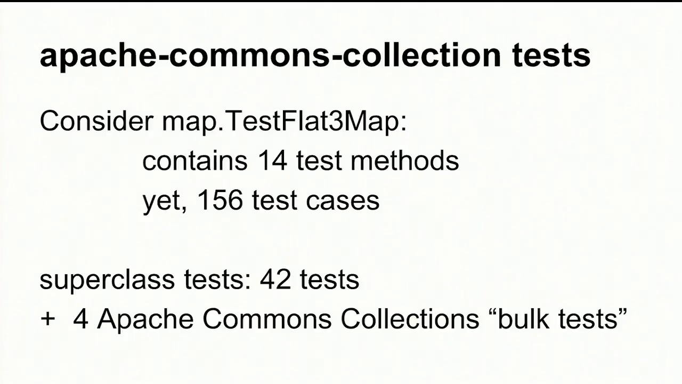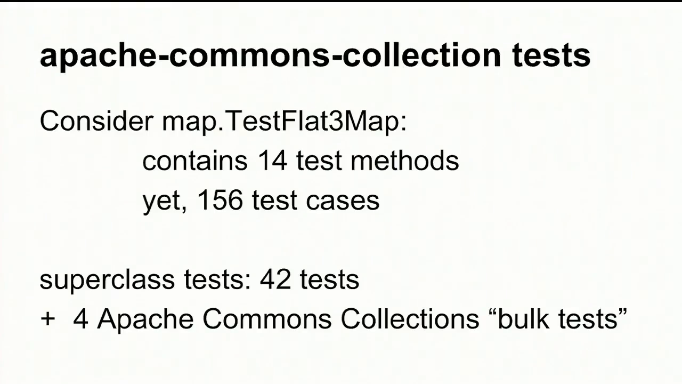So let's look at a specific example. The specific example is test map, test flat3 map, and that contains only 14 test methods. And then when you run it, it's like, oh, I ran 156 test cases. So it's like, what's going on here? That's strange. So there's inheritance. So when you have a JUnit test, then it is going to run the tests from the superclass as well. And so beyond the 14 test methods for test flat3 map, there are also 42 tests inherited from superclasses.